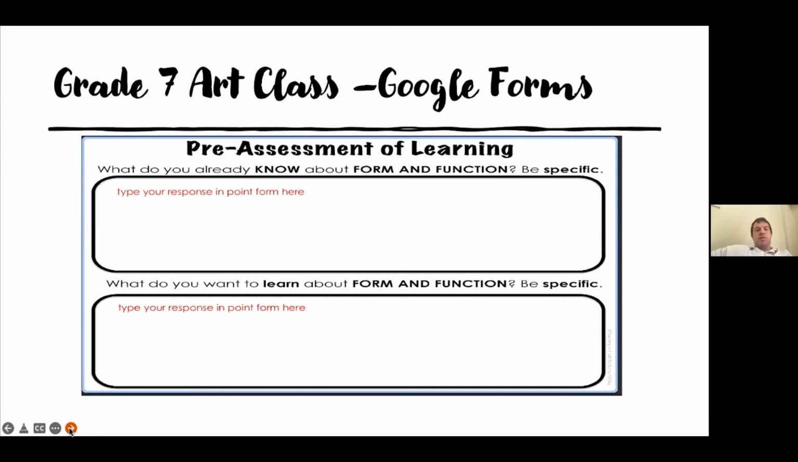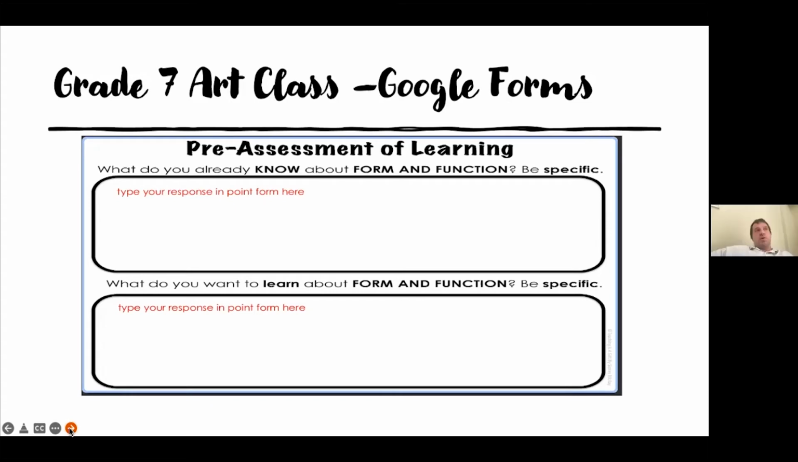So his teacher just put up a Google Form quiz in the stream, which just asked them these two questions. So what do you already know about form and function with art? And it's asked them to be specific, get as much information as they can. And then what do you want to learn about form and function? Be specific. There had been a short, brief session where they discussed this before, just to make sure their students knew what form and function were as a framework. But there's just these two questions.